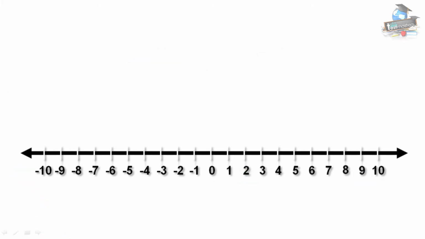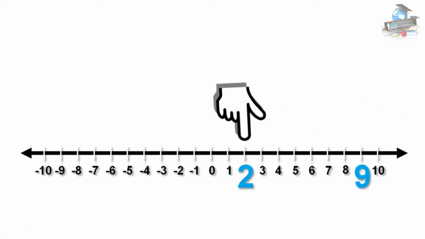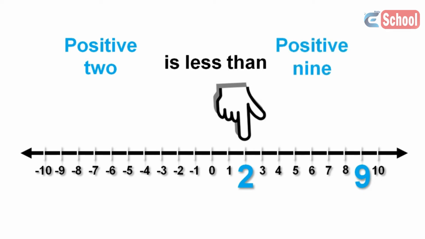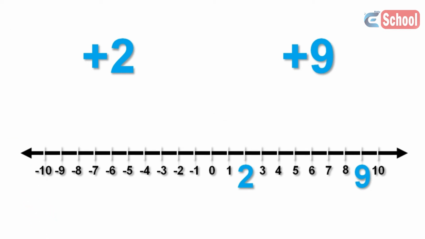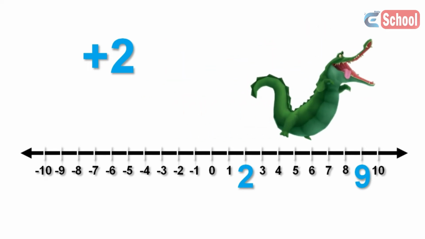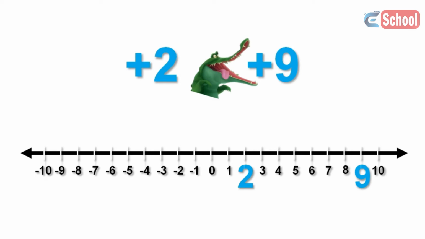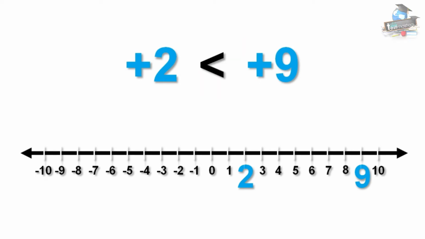If we read the number line from right to left, or going down the number line, the numbers get smaller. Positive 2 is further to the left than positive 9. So we can say that positive 2 is smaller than positive 9. Again, we have a special way to write this. And again, we are going to use the greedy crocodile. He still wants to eat the bigger number, and the shape of his jaws gives us the shape of the less than symbol. This says that positive 2 is less than positive 9.